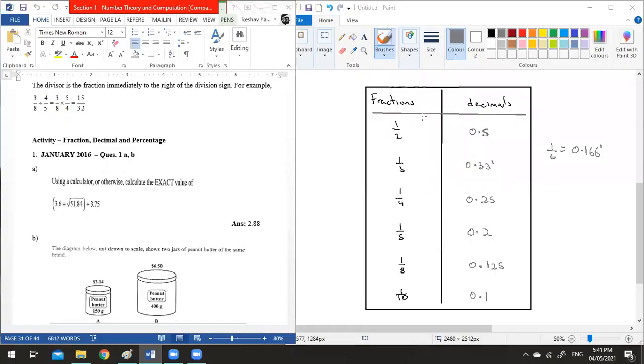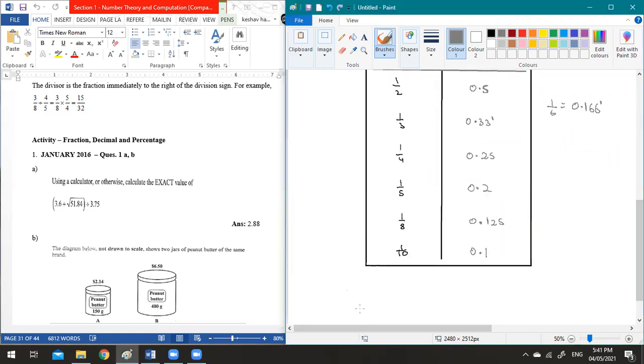So yeah, these are some fractions that we have to memorize. A half is 0.5, a third is 0.33 recurring, a quarter is 0.25, a fifth is 0.2. Well, let's have a sixth inside here, which is 0.166. And a tenth. Right? Now any of these can be converted.